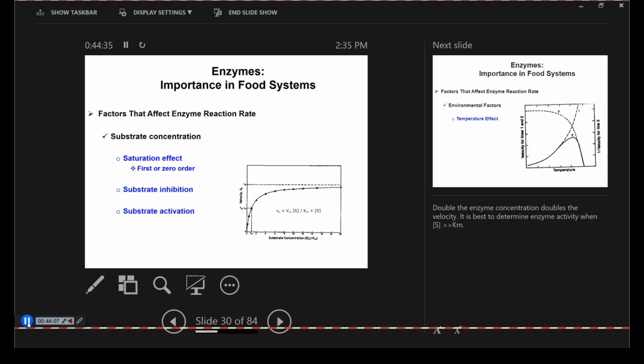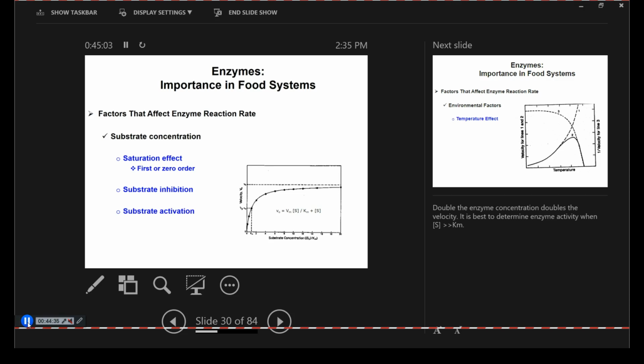Okay, substrate concentration is another factor that impacts the rate, obviously, and we can either have first order working here or zero order working here. So we really need to determine based on what we are looking at. Are we looking at enzyme activity, measuring enzyme activity, or measuring changes in substrate concentration? So that's the saturation effect.